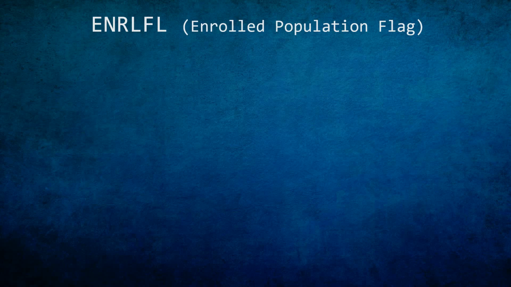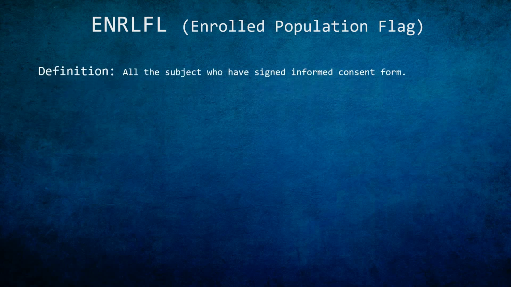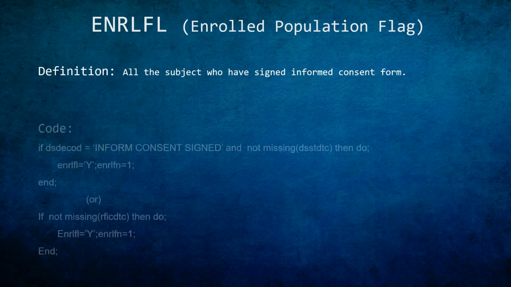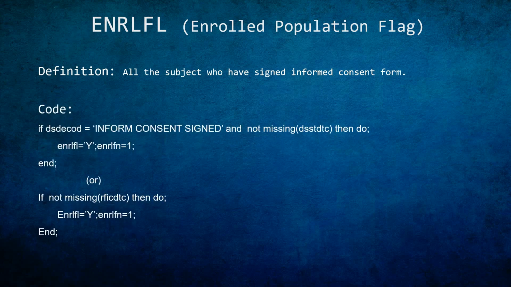So there are 7 population flags we create in ADSL and we are going to discuss each of them with the coding. The first flag is the enrolled population flag, and this definition says all the subjects who have signed the informed consent form come under the enrolled population flag. So all the subjects who are enrolled to the study, we can call them the enrolled population.